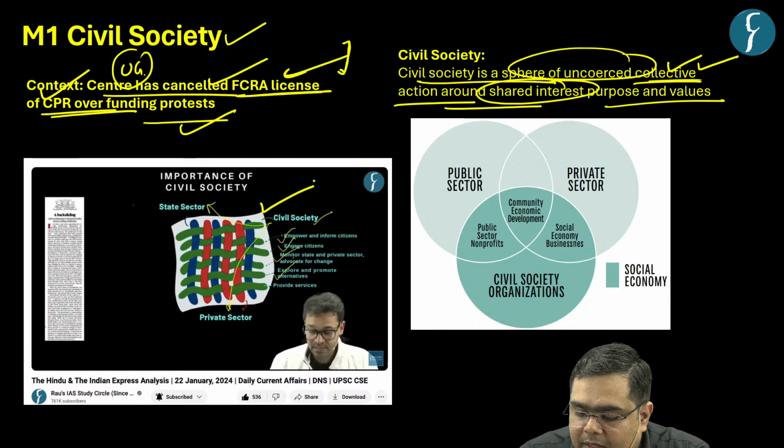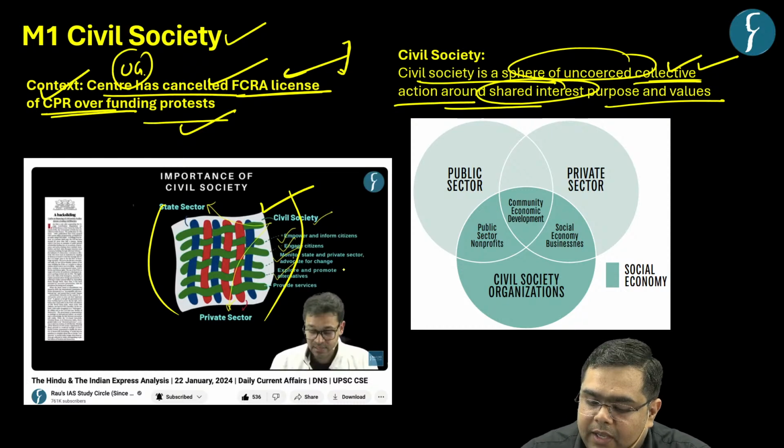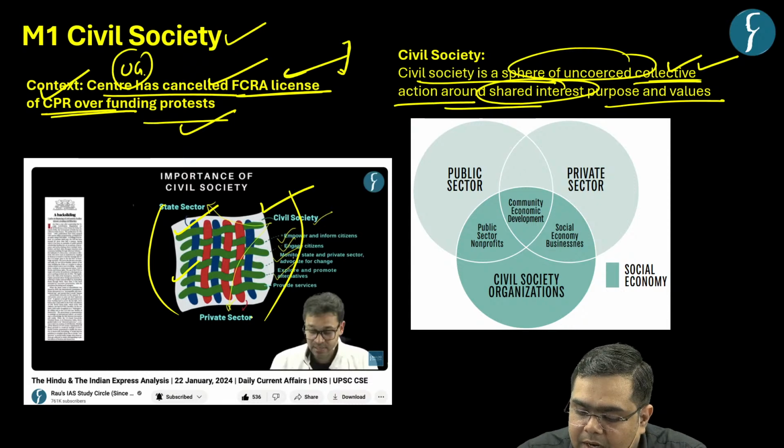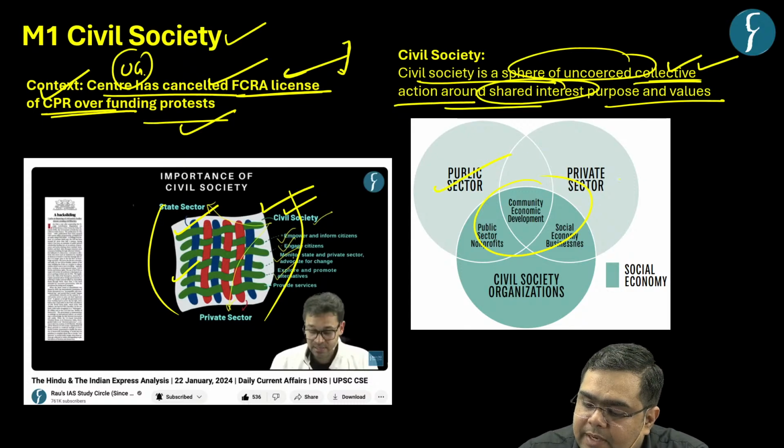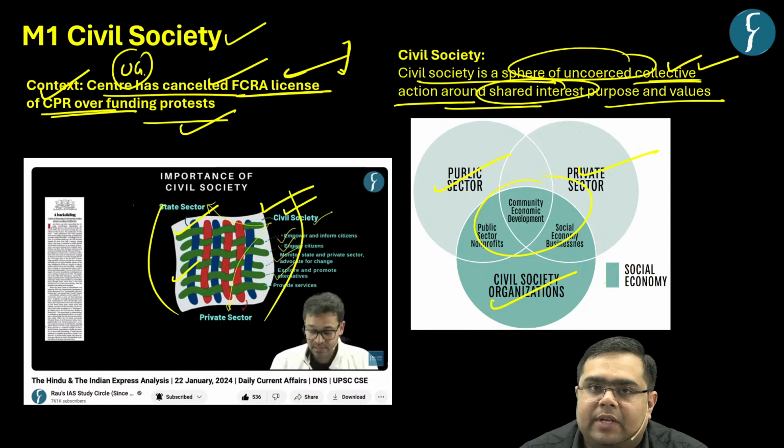Vaibhav Sir had clearly depicted this beautiful image in the context of civil society. What does this signify? This shows the rubric of government, the overall government architecture or state architecture, in which the threads are: first the state, second the private sector, and third the civil society. And the civil society is somewhat the interface which binds all the other sectors together, right? This is the public sector, this is the private sector, and this is civil society organization.